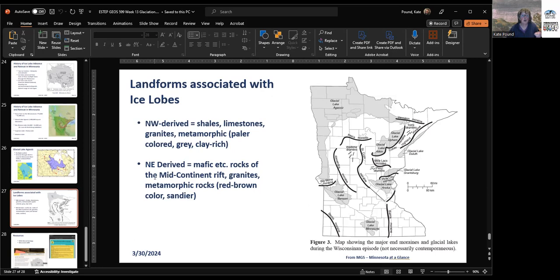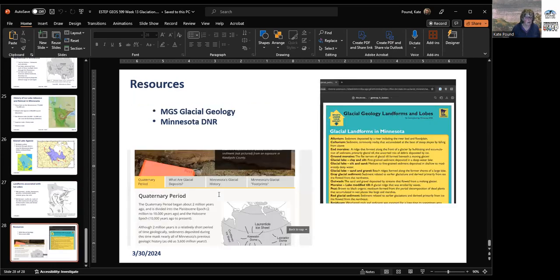On the other hand, Northeast derived ice, such as that which made up the Superior lobe, gouged out the mafic volcanic rocks amongst all the other volcanic rocks of the mid-continent rift, together with some granites and metamorphic rocks. And the iron-rich volcanics mean that it is red-brown in color, and it's also sandier. So that's a really quick trip through glaciation in Minnesota.